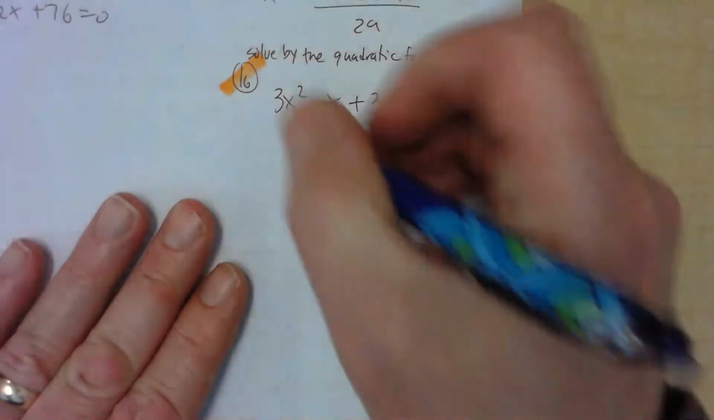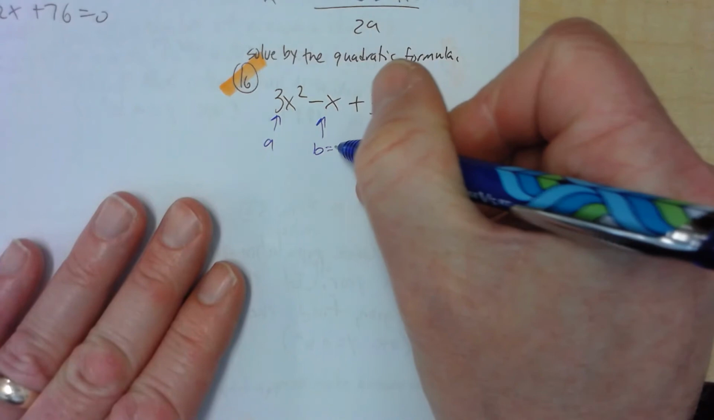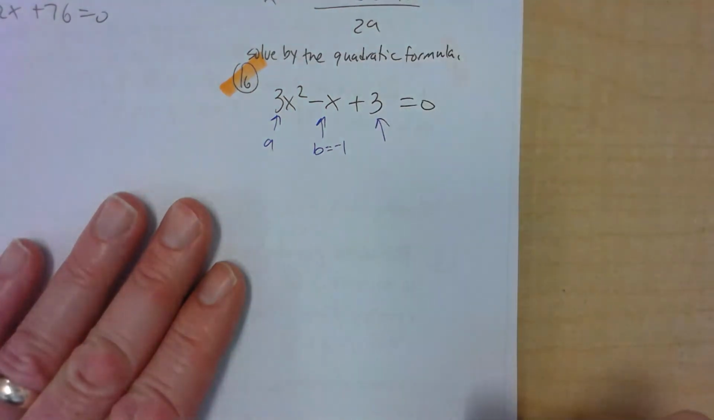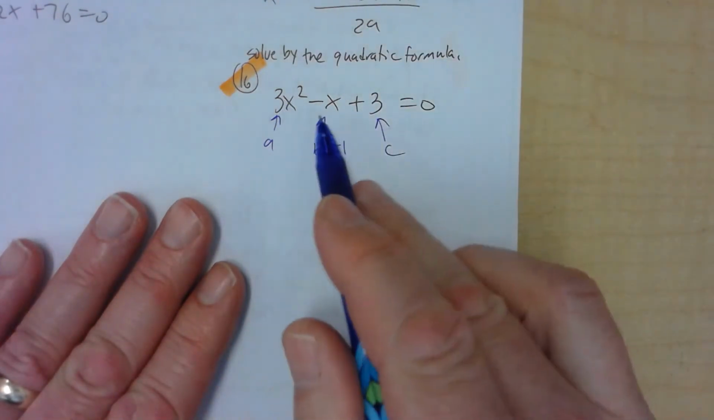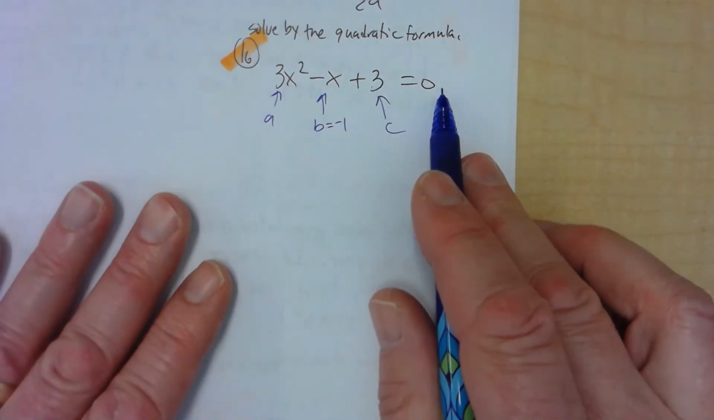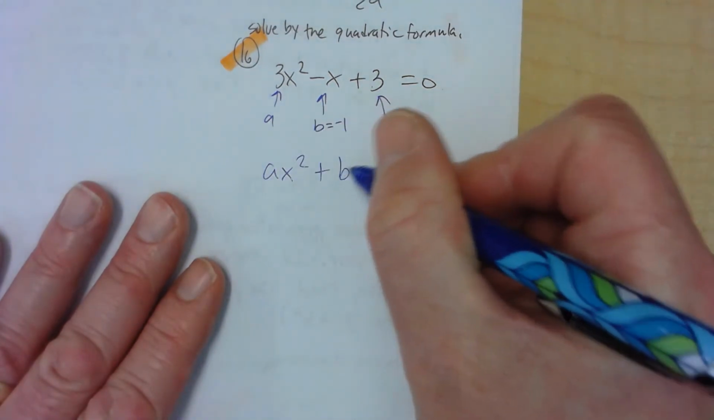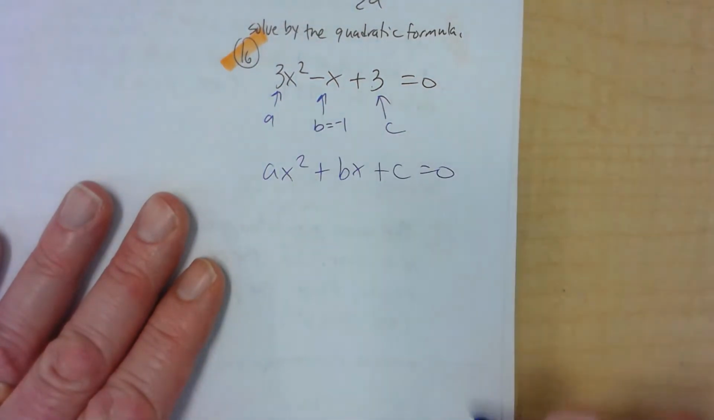Quadratic formula. That's the A. That's the B, which is -1, and that's the C, which is 3. So it has to be in order. x squared, x, number, it has to be equal to 0. That's how you identify A, B, C. So it's ax squared plus bx plus c. That's the standard form of a quadratic.